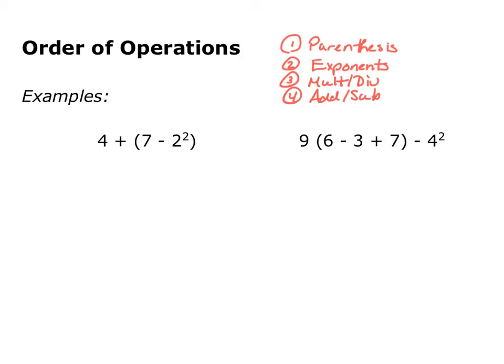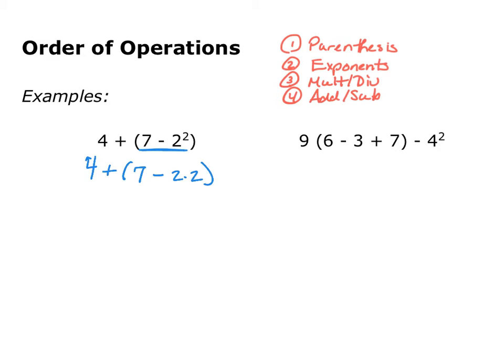In the first one, I'm going to look for parentheses first because that is my first step. And I need to do what's in parentheses first before I can do the 4 plus whatever that is. Within the parentheses, I have to follow my order of operations. So think of it as a separate problem. So within the parentheses, the next thing I have to do are my exponents. I have 2 to the power of 2. So I'm going to just bring the 4 down, and I'm going to leave the 7 minus 2 times 2.